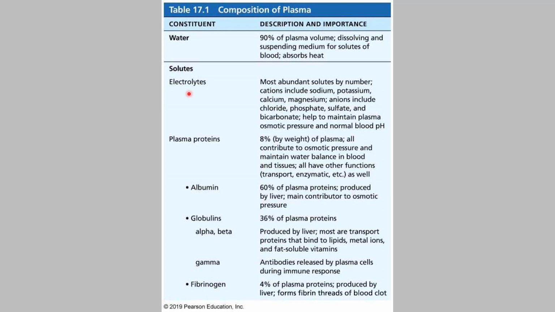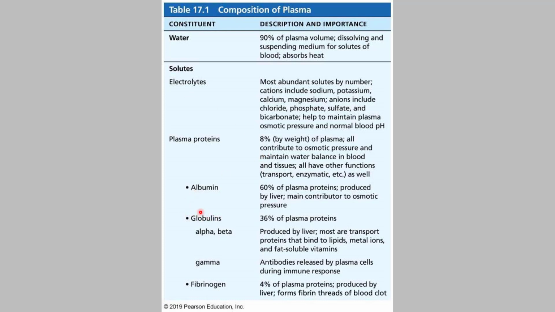So albumin. Albumin is the most abundant plasma protein. Most of the proteins in the plasma come from the liver. Not all of them, but most of them. Albumin is the primary contributor to the osmotic pressure of the plasma. And again, we'll talk about osmotic pressure in just a moment. If that's still a little fuzzy for you, just know that albumin, its primary function is to contribute to osmotic pressure of the plasma, and it contributes most to the osmotic pressure of the plasma.